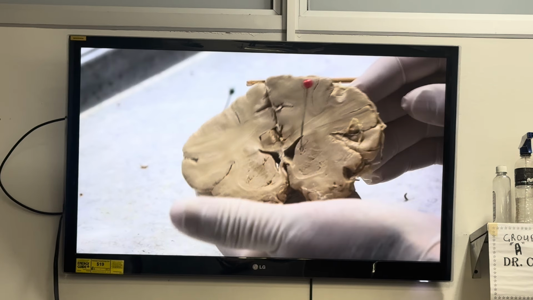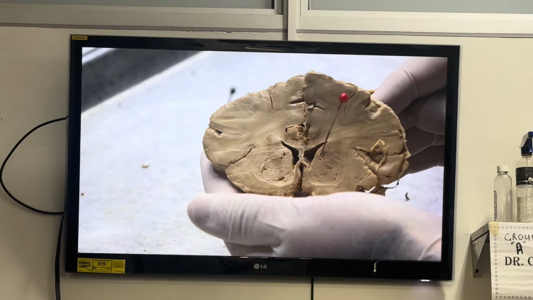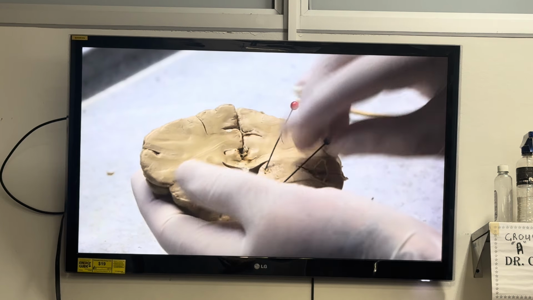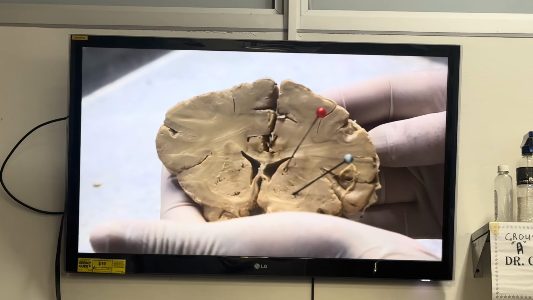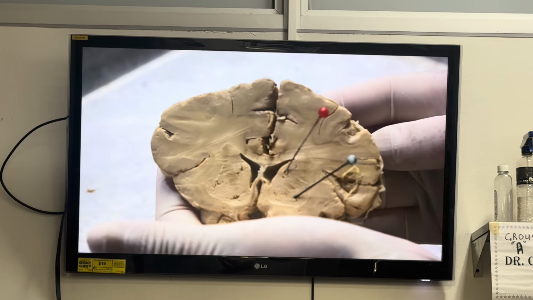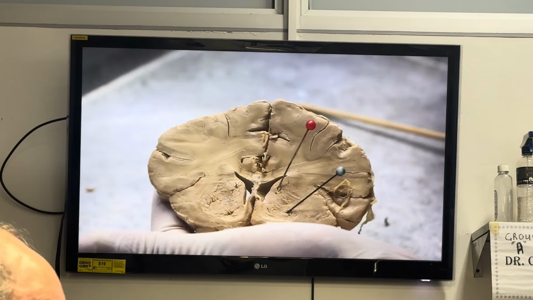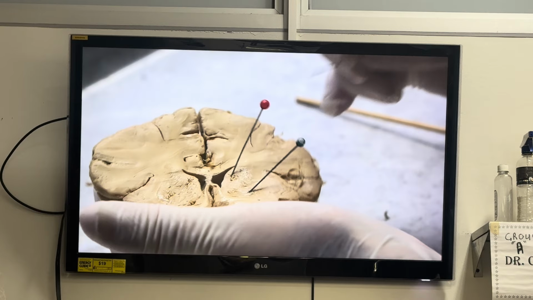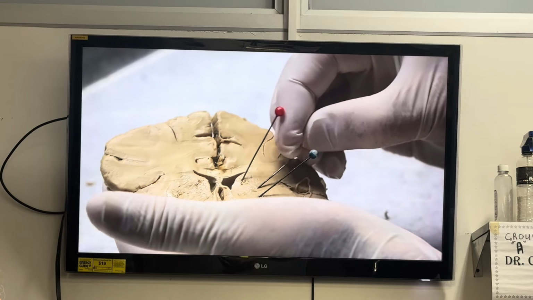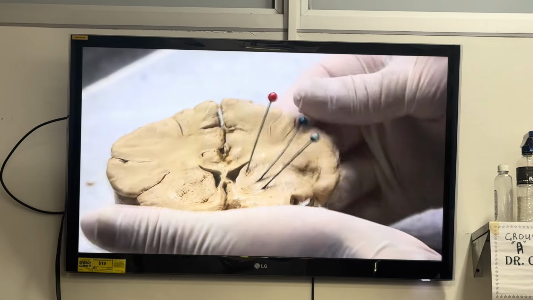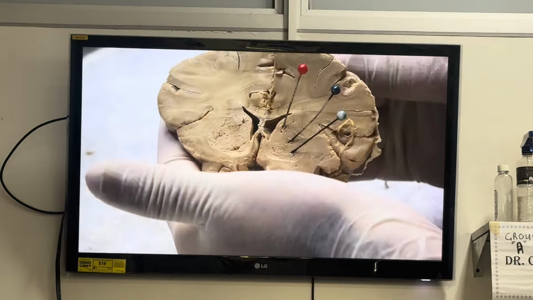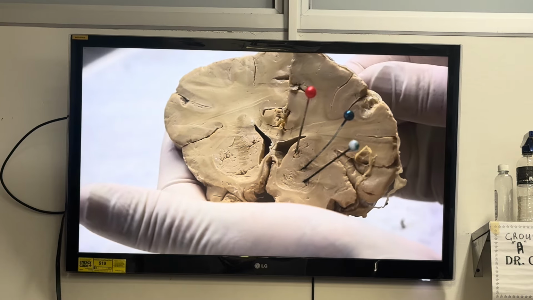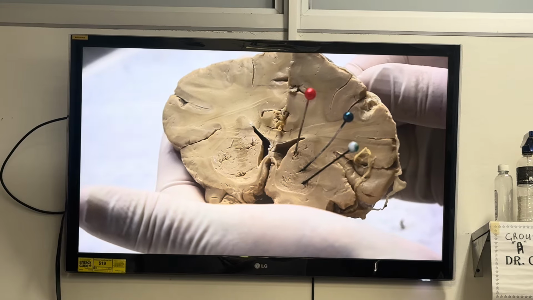So look here. You have the head of the caudate. And here, what would be this structure? It will be your putamen. So you see what you have in green. What is the structure? Internal capsule. And we will see some striation, maybe on the other side.